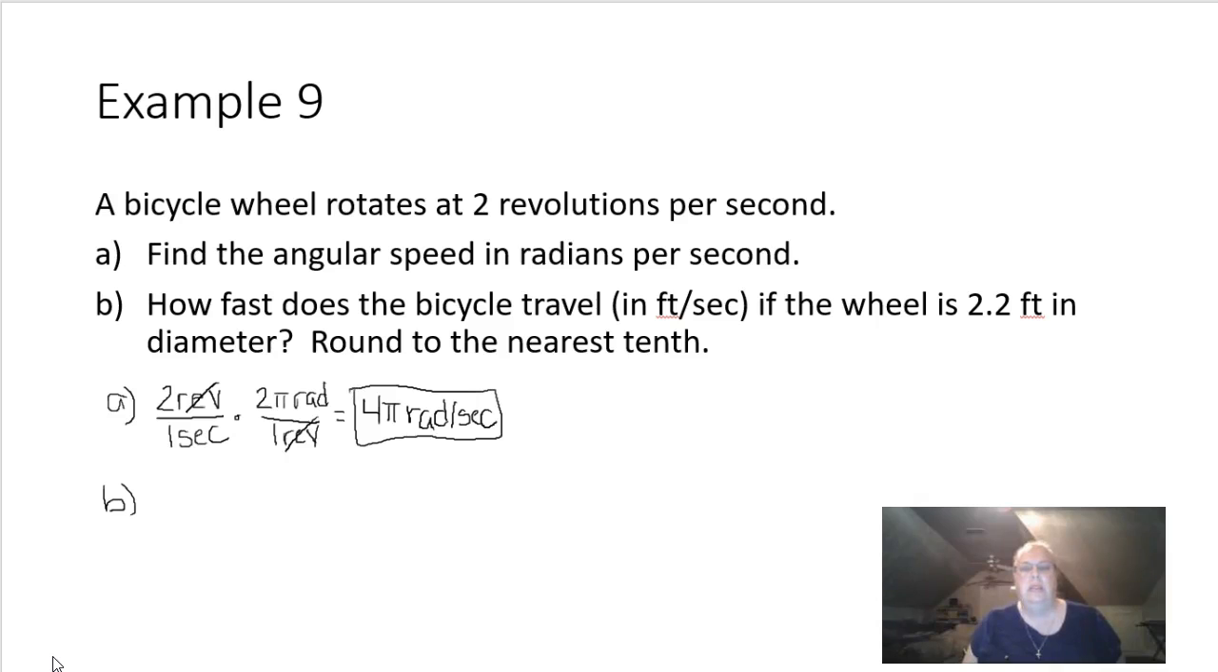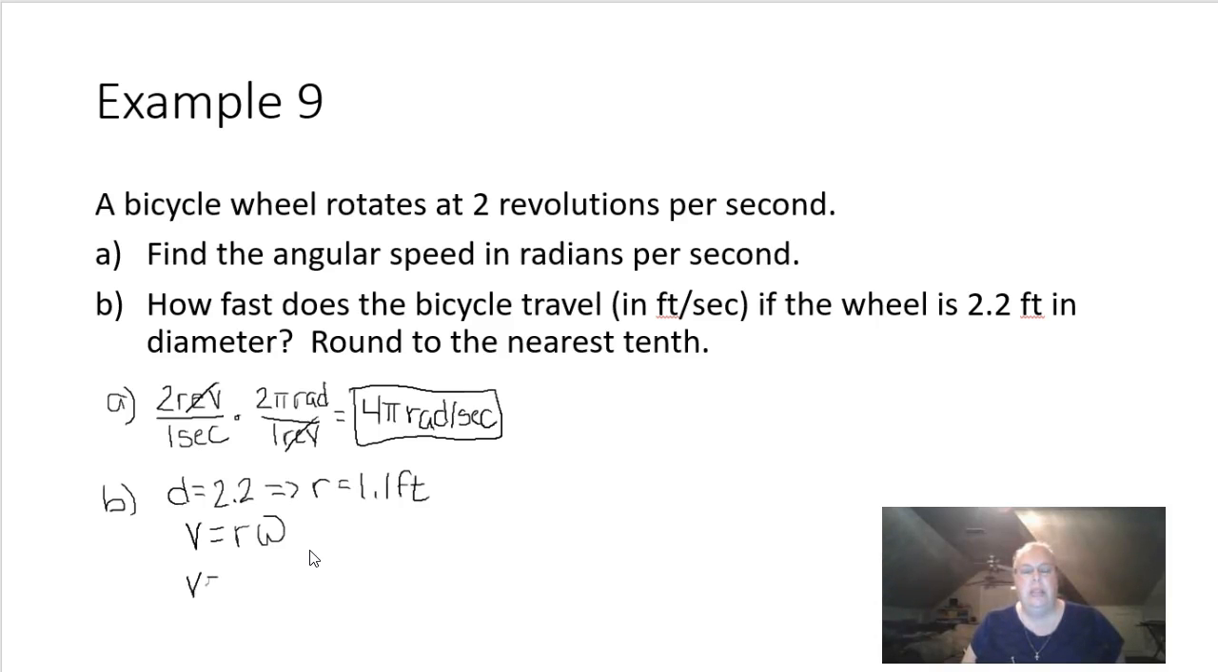How fast does the bicycle travel in feet per second if the wheel is 2.2 feet in diameter? Well, if the diameter is 2.2 feet, then we know that the radius is going to be 1.1 feet. And we're going to use the formula V equals R times omega to solve this. Now remember, V stands for the linear velocity, R is going to be the radius of our circle, 1.1 feet, and omega here is our angular velocity, which we just found to be 4 pi radians per second.